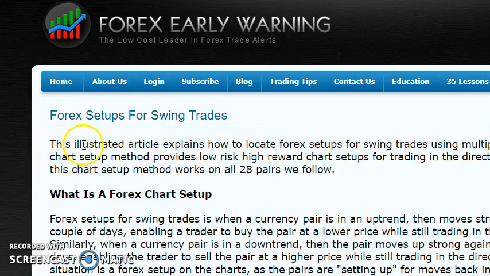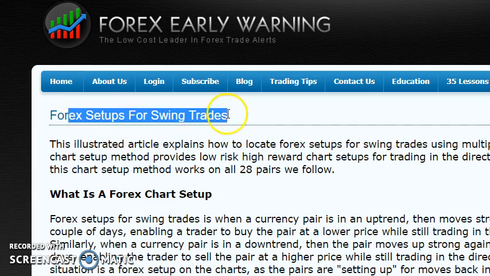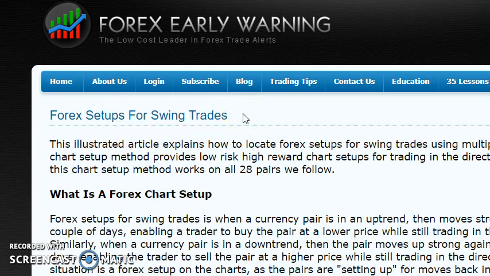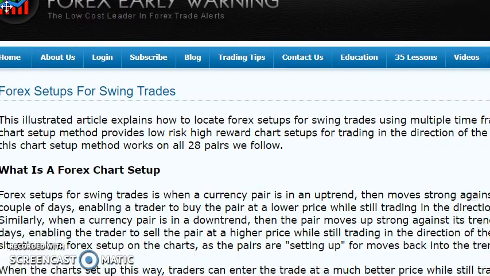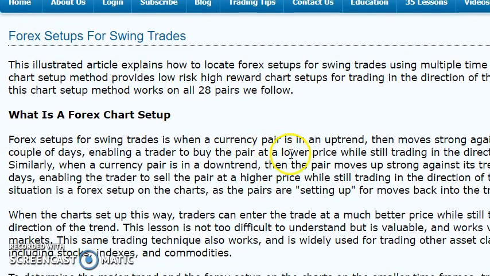Okay, in this lesson we're going to talk about Forex setups for swing trades, and we'll show you some examples. This is lesson 33 in the 35 lesson package from forexearlywarning.com. Let's go down and look at this article here.